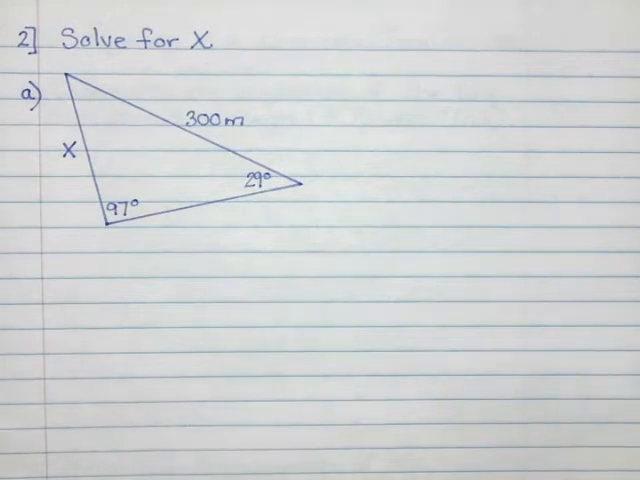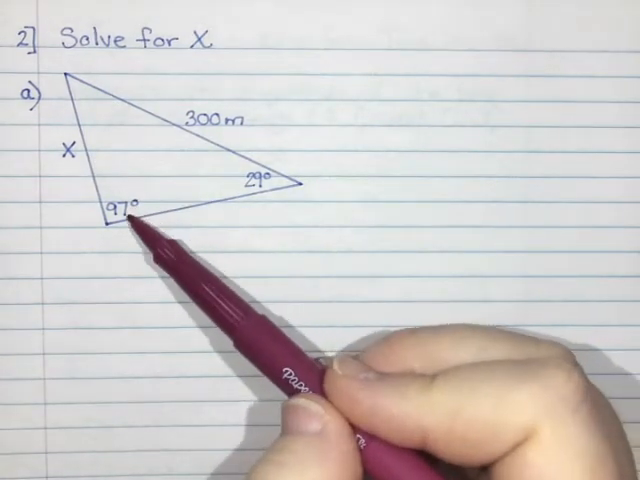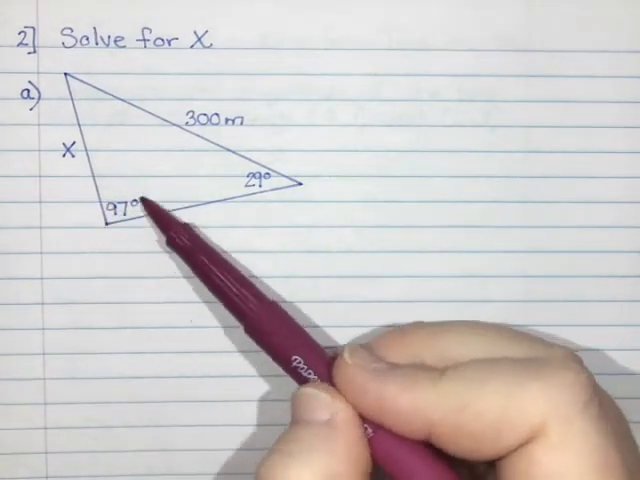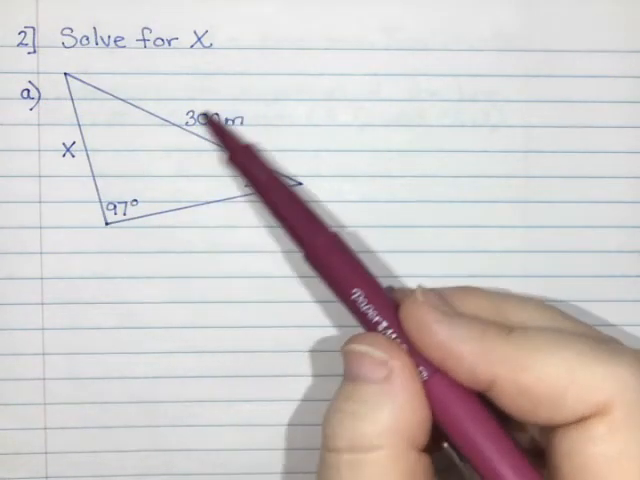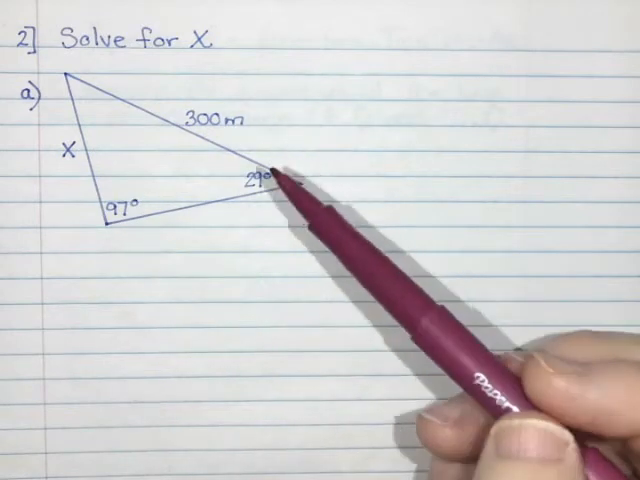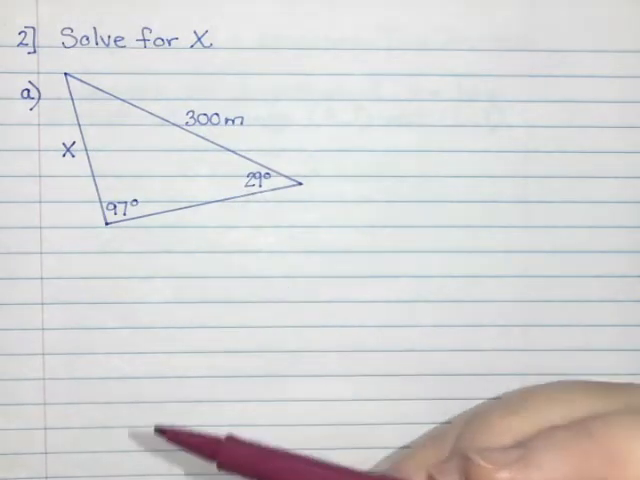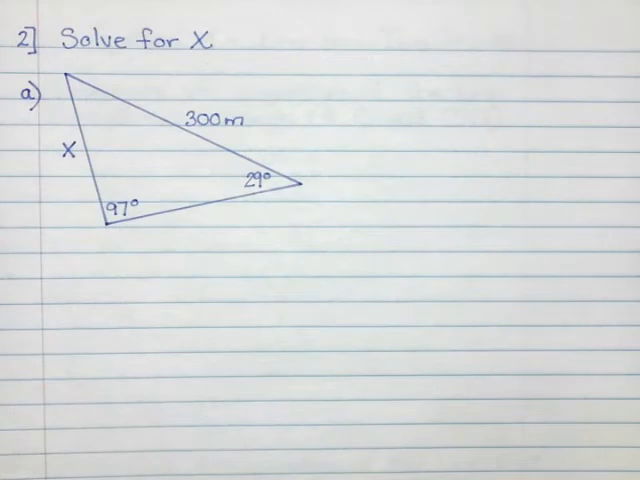So I'm going to look to see, do I have an angle and an opposite side that I know both numbers for? And the answer is yes. I have this 97 degrees and this 300 meters. So since I have an angle and an opposite side that I know both numbers for, I am okay to use sine law. And I always start by labeling the angle in the question A.